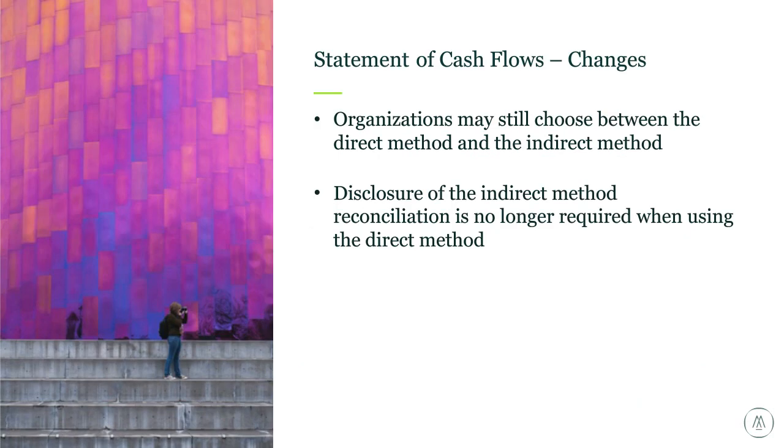The last component of the new not-for-profit reporting standard we are going to address today before thinking about next steps is the statement of cash flows. And this really is one of the easier ones. Really, the only change to address here is the fact that if an organization is using the direct method, they are no longer required to also present or disclose the indirect method reconciliation. Organizations are still allowed to choose which method they want to use, the direct or indirect.